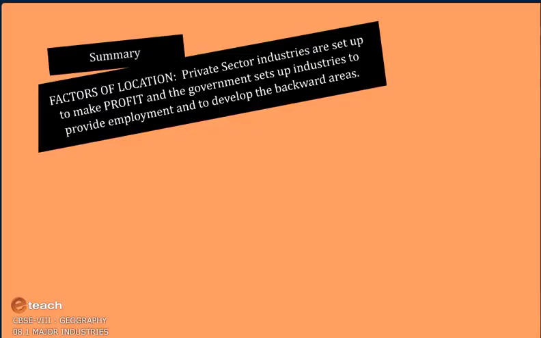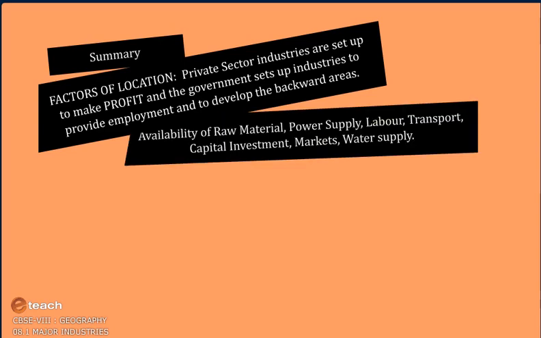Summary: Factors of location. Private sector industries are set up to make profit, and the government sets up industries to provide employment and to develop the backward areas. Availability of raw material, power supply, labor, transport, capital investment, markets, and water supply.